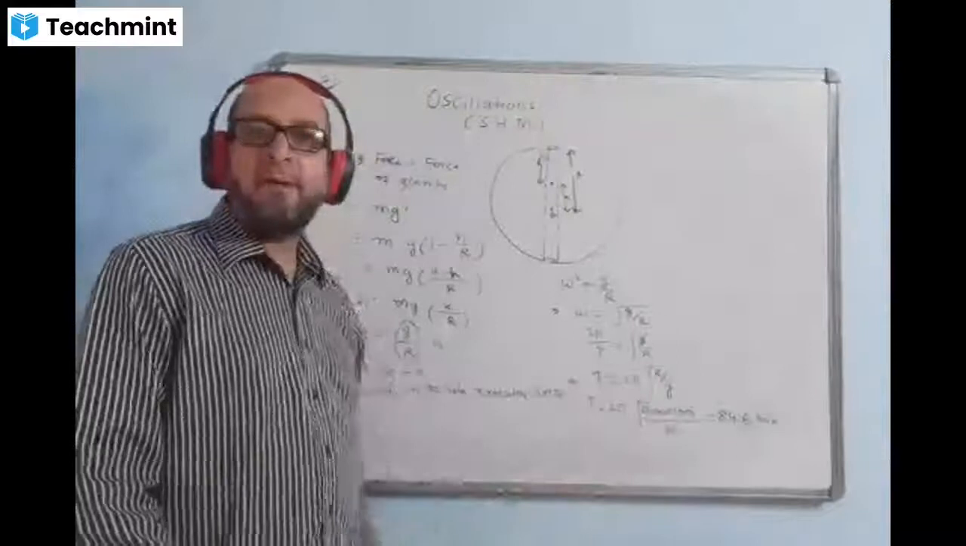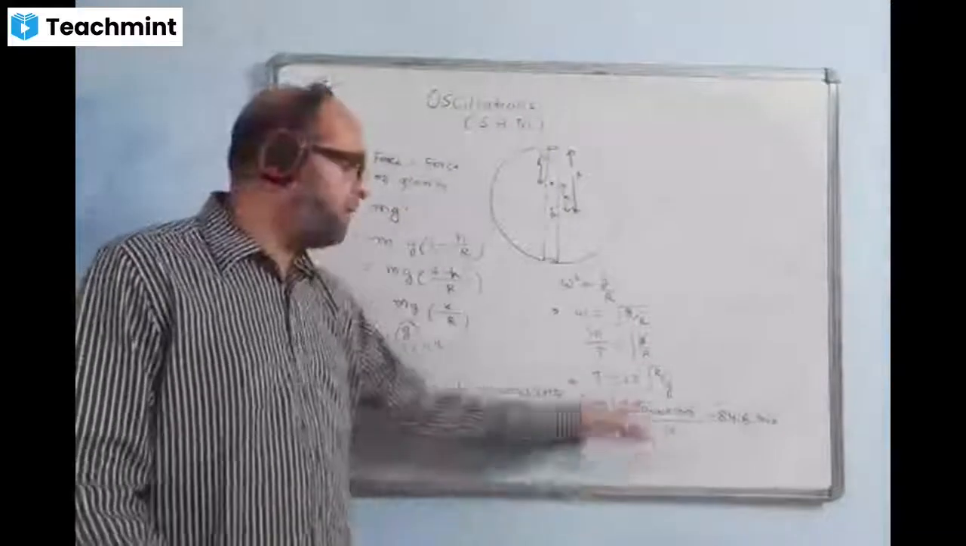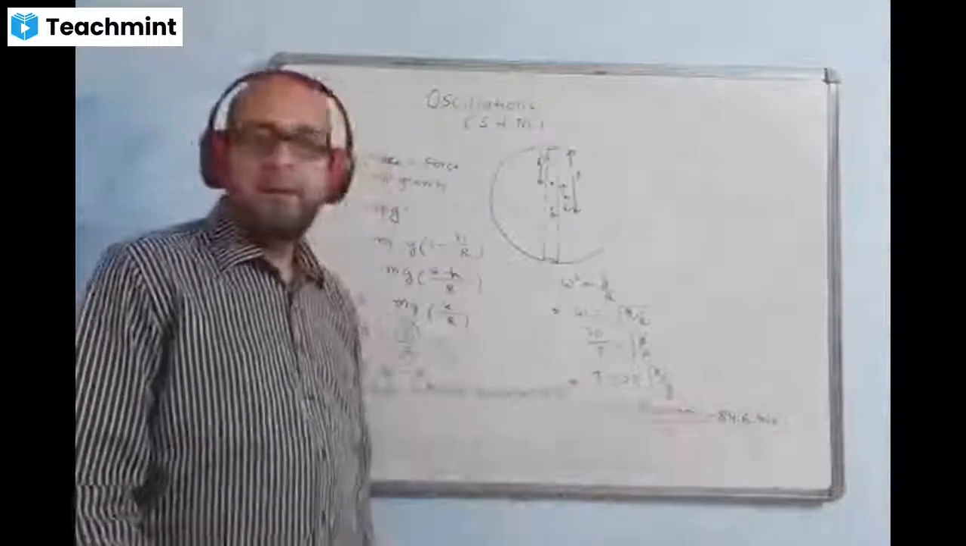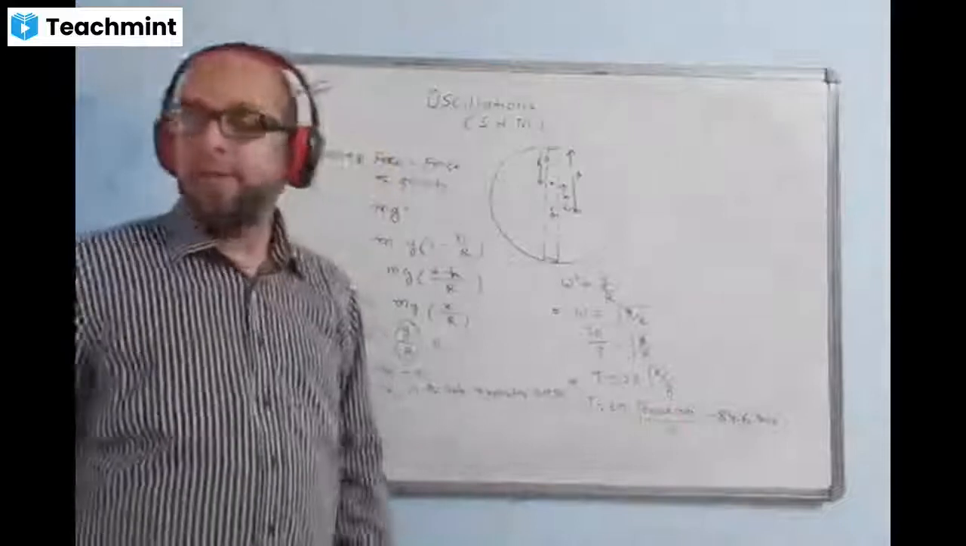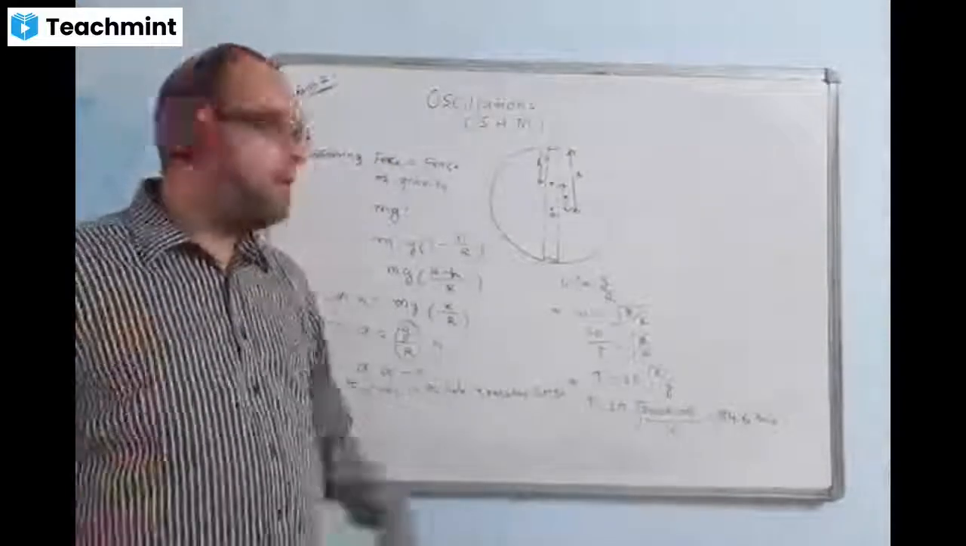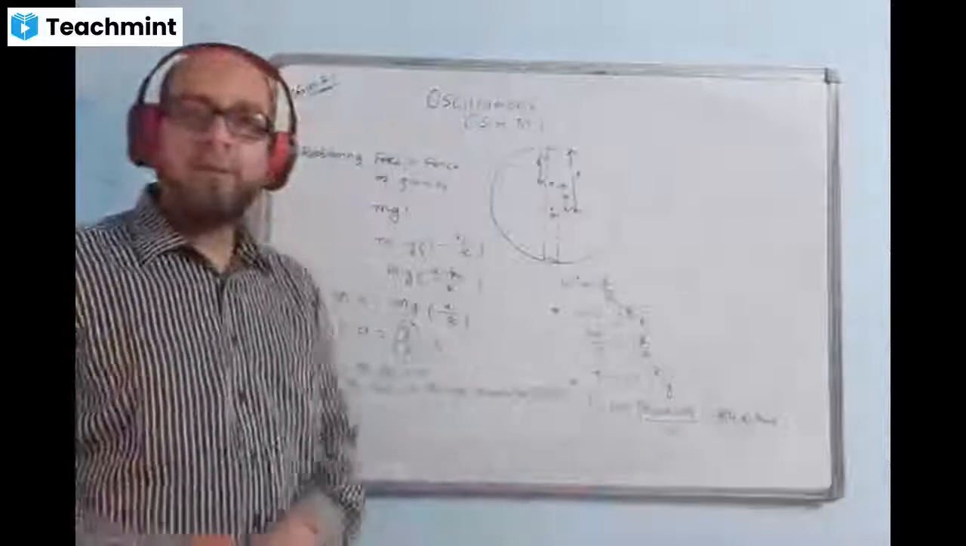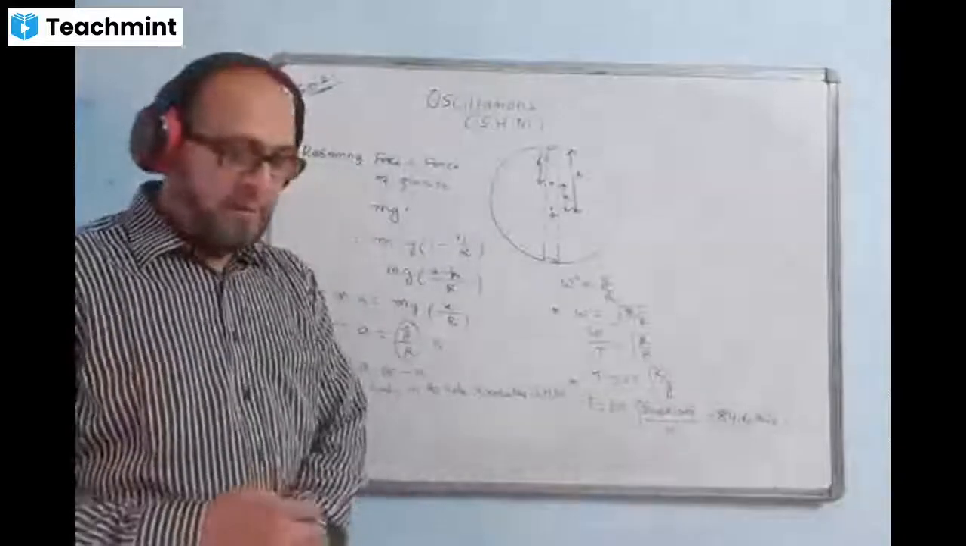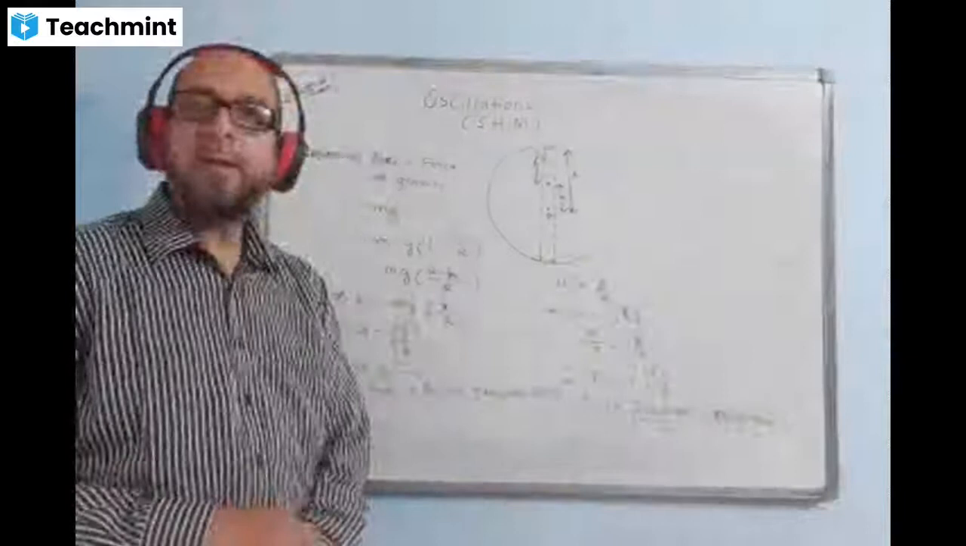Put the value of R. R value is already given, 6400 kilometers, 6400 into 1000. And the value of D is 10. Then we can do calculation here and the answer will come 84.6 minutes. Okay.